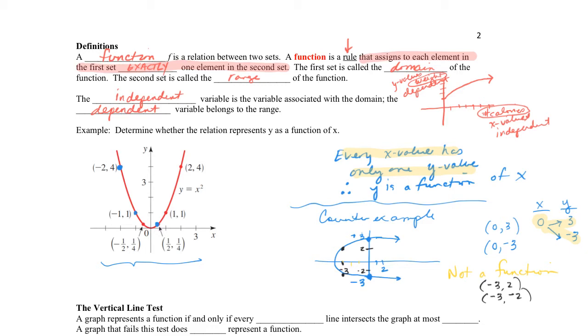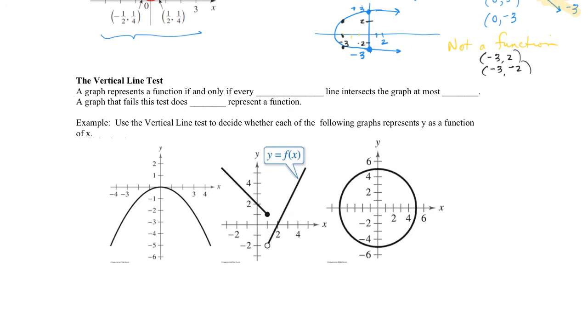Now, this is easy enough to understand, and you can review these graphs and go through and look at all the x values and determine whether or not there's more than one y value associated with it. But that can be a little tedious, especially if you have a very complicated graph. And so let's go with an easier definition, because easier makes life better. Okay, and so what we're going to use is the vertical line test.